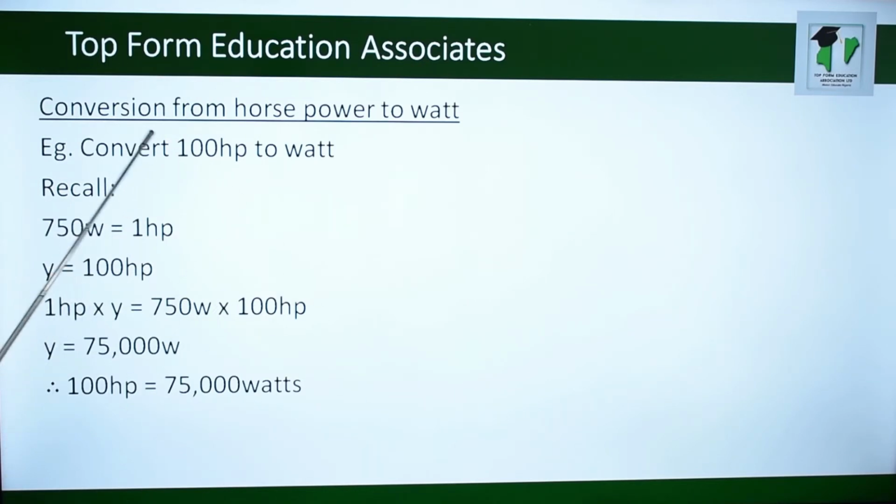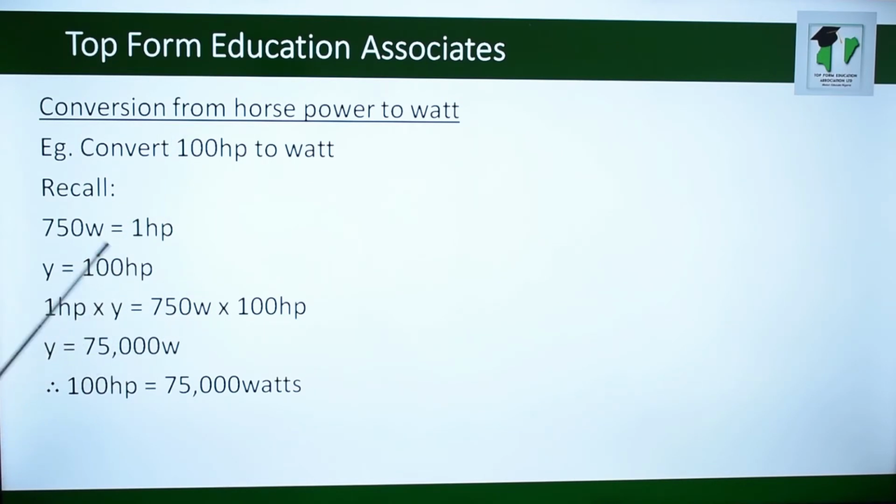Now, I want to look at how we can convert from horsepower to watts. The first we converted was from watts to horsepower. But now I want to see how we can convert from horsepower to watts. Example, convert 100 horsepower to watts. So recall that 750 watts equal to 1 horsepower. Therefore, how many watts will give you 100 horsepower, which you are asked to convert?